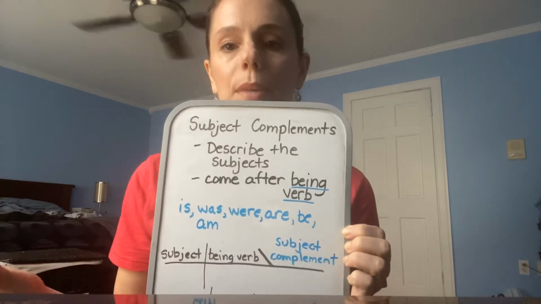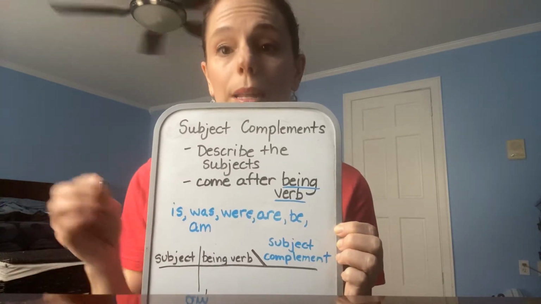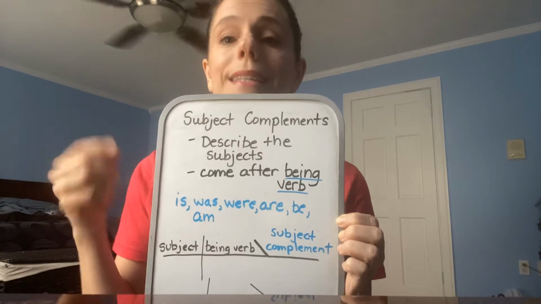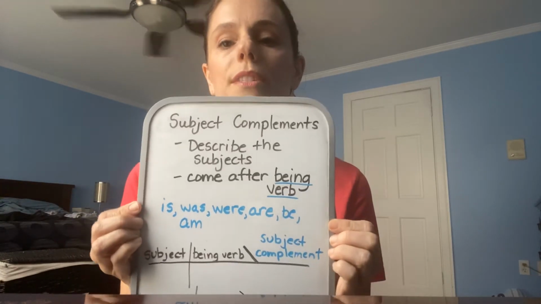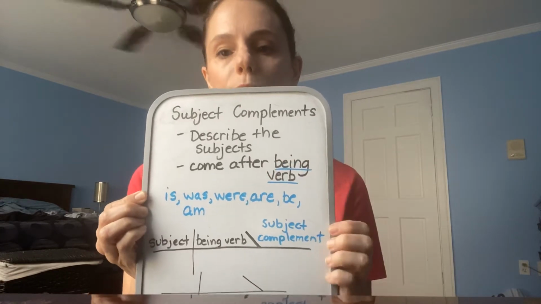I am happy. Happy is your subject complement. It comes after the being verb. She is sad. We are funny. Those are all sentences with a being verb and a subject complement.